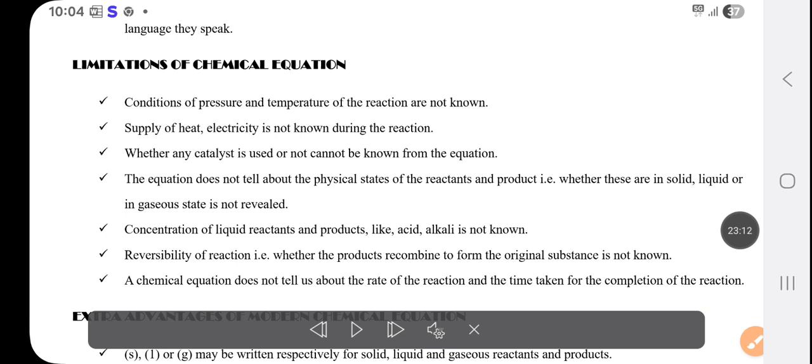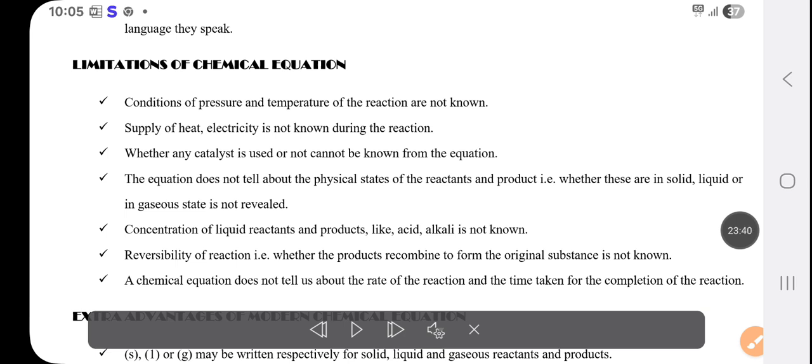Now let us understand the limitations of the chemical equation. At first, the conditions of pressure and temperature of the reaction are not known. At which temperature and at which pressure the chemical reaction will occur is not known from the chemical equation. Supply of heat, electricity, or sunlight is not known from the equation.